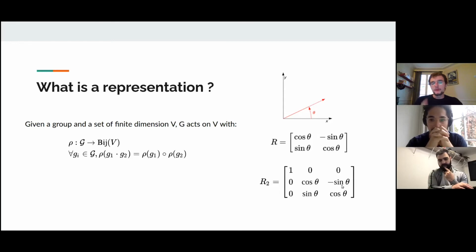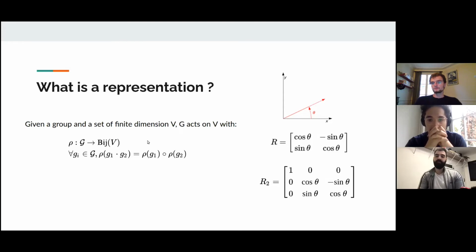So what's V? Sorry. So what's V? So here, well, V would be a set. Here it's a linear space. Okay. And so for instance, here, let's imagine that V is R2, for instance. Okay. So it's a bijection. Okay.